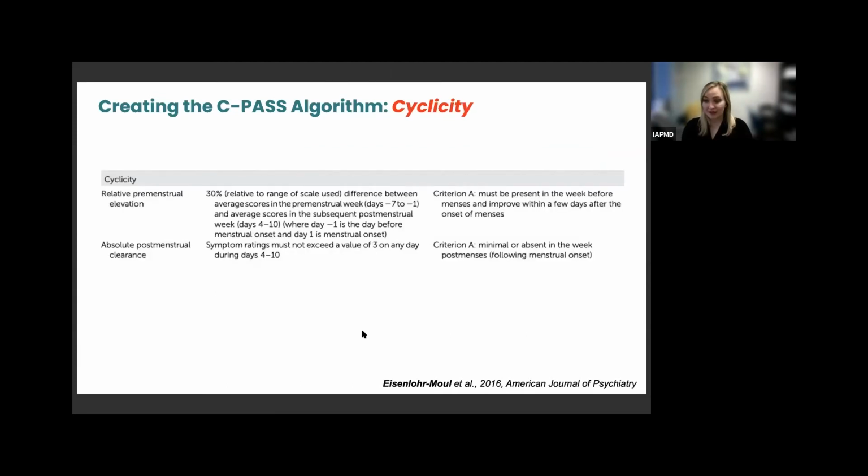Again, we selected 30% relative to the range of scale used. That's not the only reasonable choice. That was just a reasonable choice, but we called this relative premenstrual elevation. And the idea is that there needs to be a significant difference between the premenstrual week and the postmenstrual week. And even if someone chooses not to use the 30% cutoff, we wanted there to be a way of referring to what the cutoff was, which is relative premenstrual elevation. And then absolute postmenstrual clearance simply refers to not having a value greater than 3, which is mild on the DRSP during the postmenstrual week.